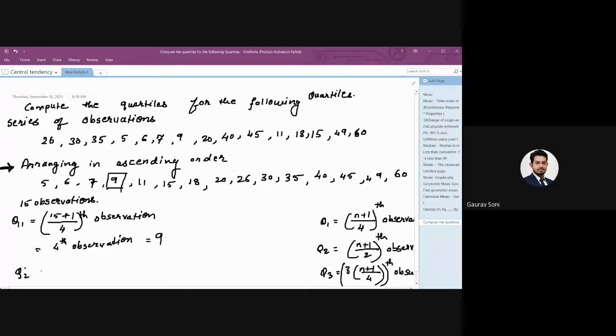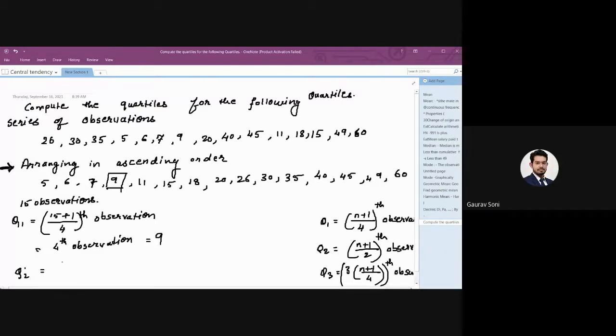Sir, can you tell me that after ascending order, what do we have to do? Because I lost my connection. Did we use the formula of Q1 and Q2? Yes, we are using the formula. Okay. And whatever observation we get, we choose it according to the ascending order. Yes.